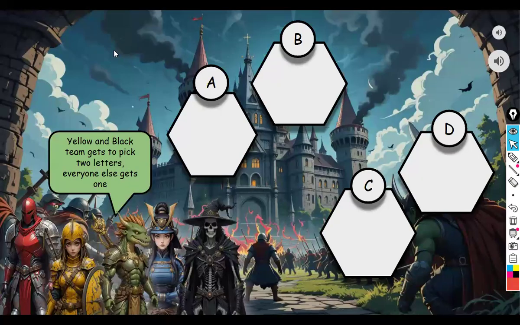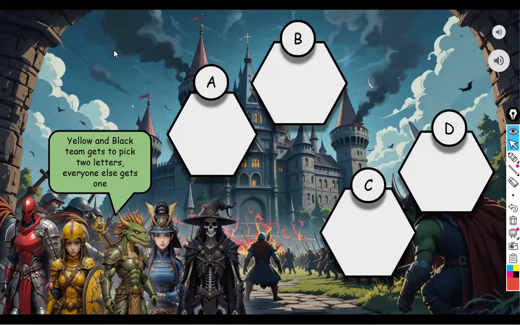You deserve a little break there. All right, so here it has 4 letters. Some people get preference here. The yellow and black team gets to pick 2 letters. So yellow and black, you're really lucky this round. Every other team, unfortunately, only gets 1. So follow the instructions, guys. Let me know what letter or letters you are picking.